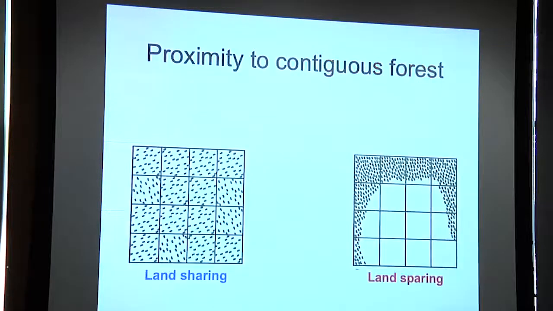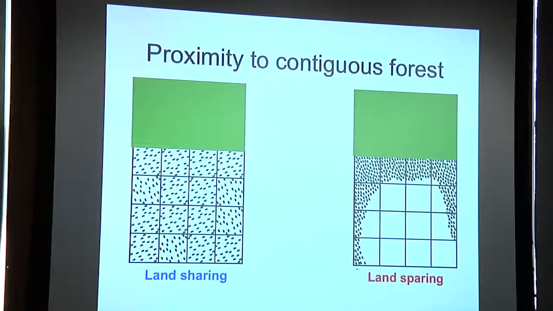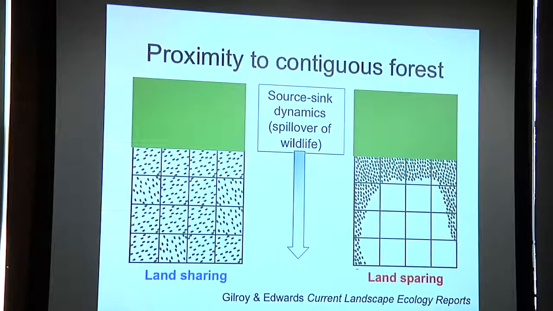So if we return to our schematic, we can now imagine a piece of primary forest, a large block next to our farmland, and we might expect some source-sink dynamics, some spillover of wildlife out from that forest into the farmland, generating rescue effects.